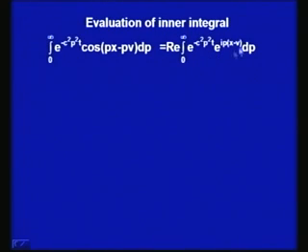Its real part is this one, because e to the power i(px − v) we can write as cos(px − v) + i sin(px − v). So, using that, we say this is the real part. Now let us evaluate this complex integral, and then we will go for the real part of that integral, and that would be equal to this one.